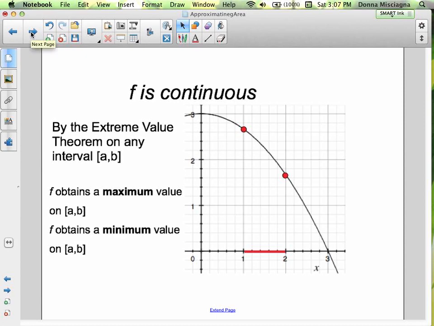So by the extreme value theorem, on any interval a, b, f contains a maximum value on a, b and f contains a minimum value on a, b. So if I'm looking at an interval, notice there we're looking at the interval 1, 2. We see there's a maximum, one point there is a maximum, one point there is a minimum. And it happens to be the maximum's at 1 and the minimum's at 2.